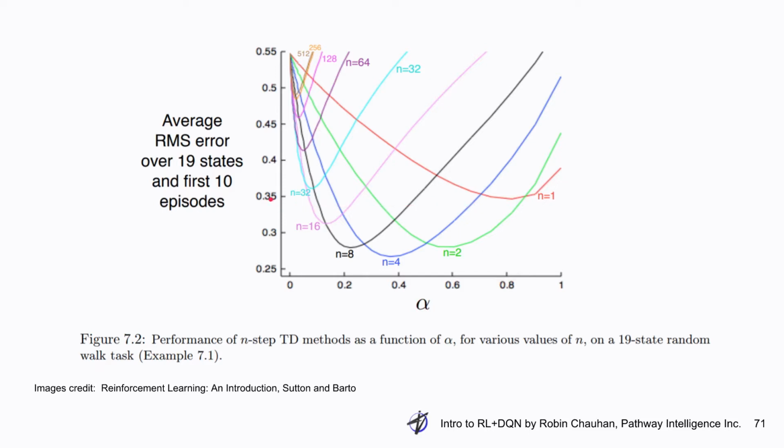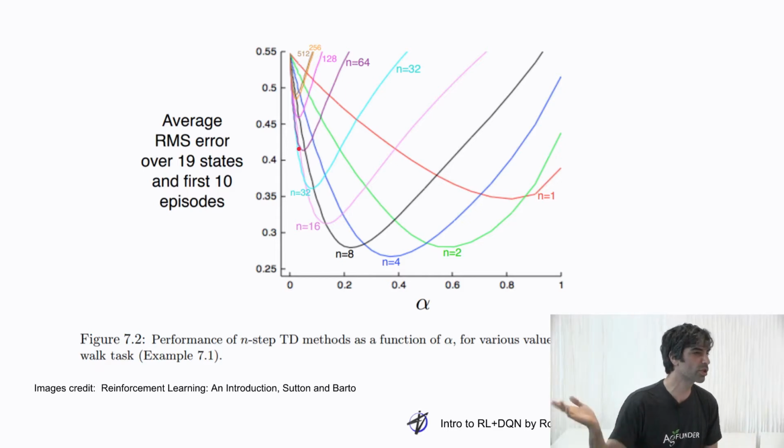Right? The best learning rate, the best you can do with the error is that low, right? You want to get the lowest error you can. But with a two-step method, you can get lower. With a four-step method, you can get even lower. But as you go higher up, as you increase n even further, it doesn't get better. So this is just showing that it's not always better to do larger number of steps in your TD learning.